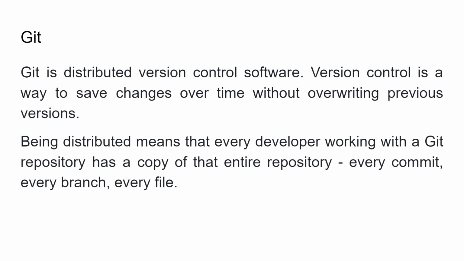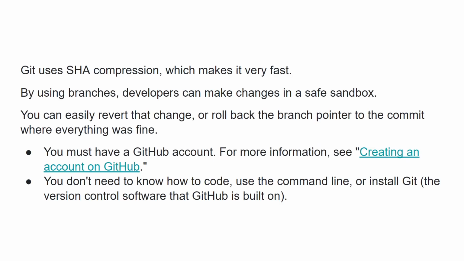So a number of people can work on the same thing and they can maintain different versions without overwriting each other. And being distributed means that every developer working with a Git repository has a copy of that entire repository, every commit, every branch, and every file. All this copy will be with them. Git also uses compression, which makes it very fast. By using branches, developers can make changes in a very safe sandbox, and we can easily revert those changes, or roll back the branch pointer to the commit where everything was fine.